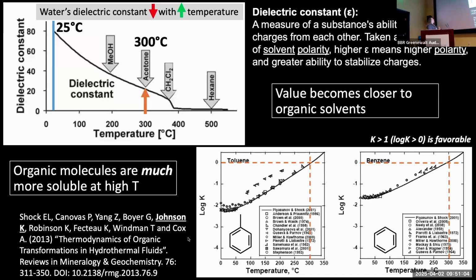So dielectric constants, of course, is the ability to dissolve like with like. And so organic molecules are much more soluble at a high temperature. That's being demonstrated here with temperature on the x-axis and log K on the y. So a molecule such as toluene ends up being a bit more soluble once you're getting to 300 degrees C versus whenever it's at lower temperature.